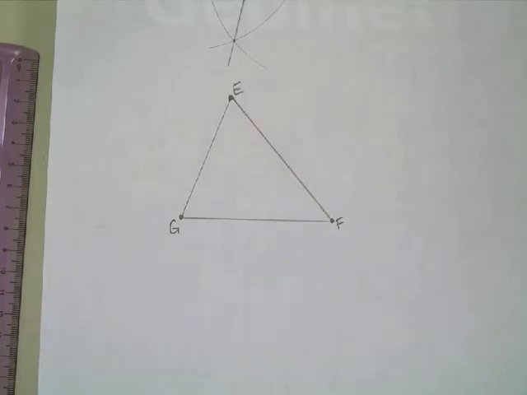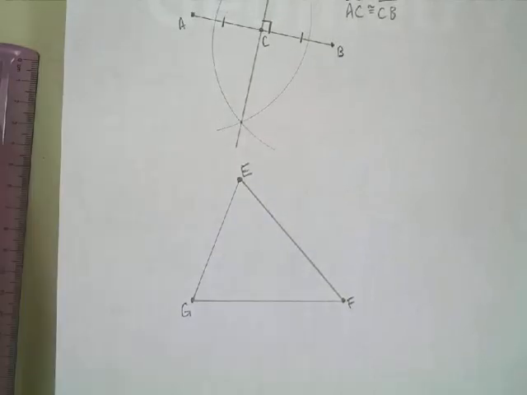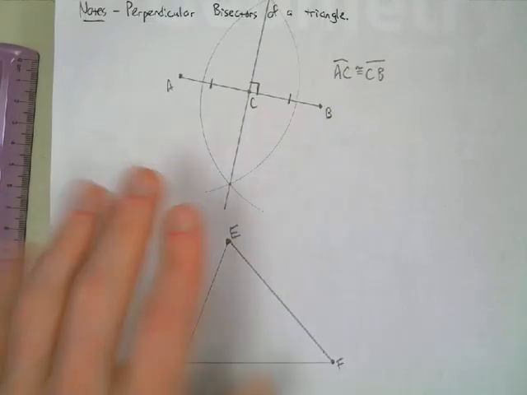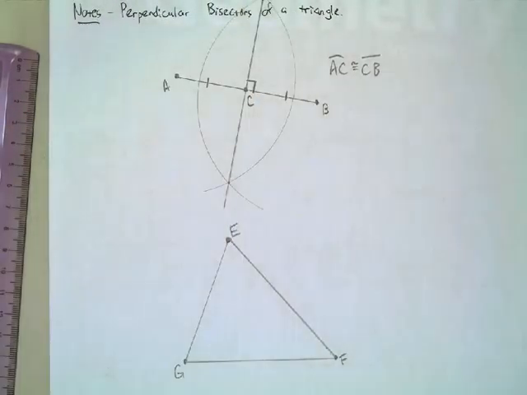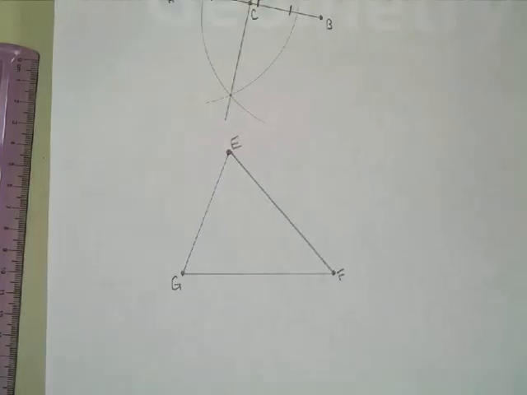Okay. Now, what we're going to do is use this same construction. What did we do? We took a segment, AB, and we did the perpendicular bisector for that segment. Well, how many segments does a triangle have? 3, right? So we're going to do 3 perpendicular bisectors for this triangle. Okay, so let me show you that. So let's pick a side.